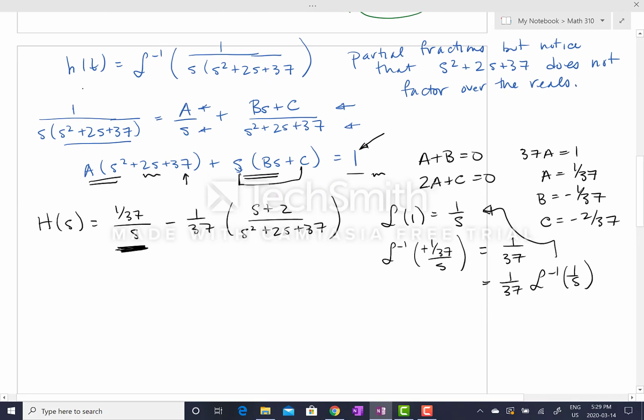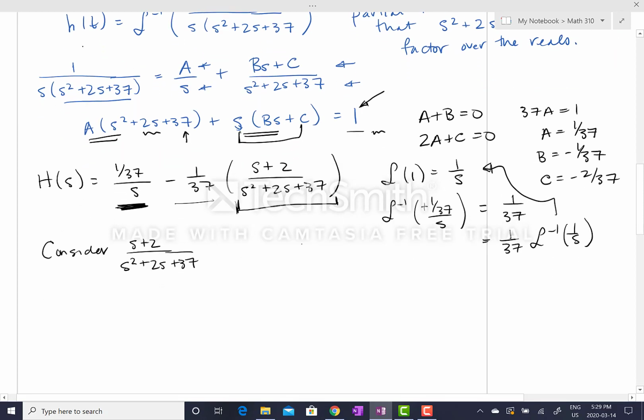Now we need to worry about this term here. We can easily multiply this in afterwards, but let us get a handle on what's happening here. So it's s plus 2 over s squared plus 2s plus 37. So let's just write out what we're considering here. Consider s plus 2 over s squared plus 2s plus 37. That's what we're considering. And we look at the table, and let us think what might occur to us to take from the table that is going to be useful.